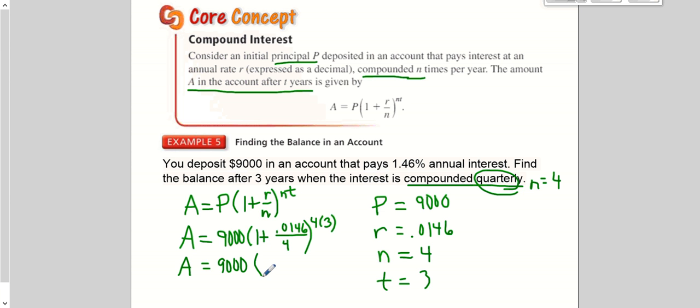All right, I'm going to do this in steps. Divided this by 4 and added 1. Four times 3 is 12. Okay, now I can raise this to the 12th power and multiply by 9,000 to get the amount in the account after time has gone by.